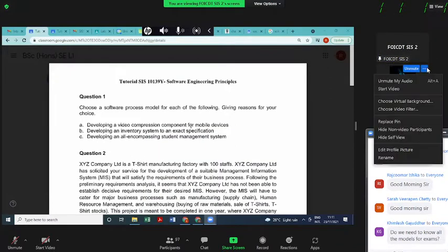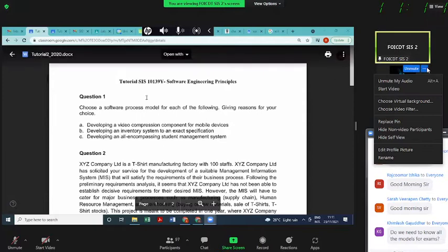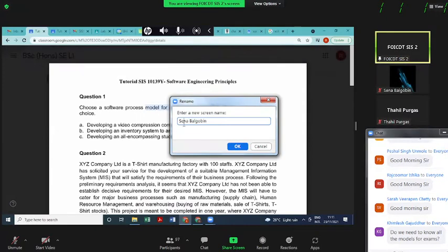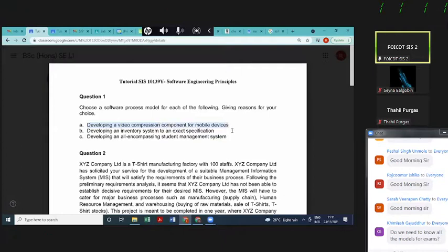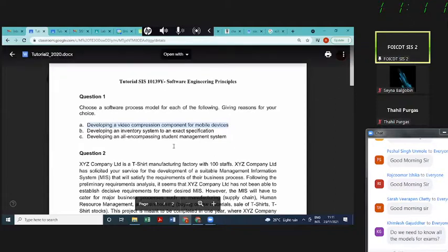Yes. Okay, so question number one: choose a software process model for each of the following and give reasons for your choice. If I have to develop a video compression component for mobile devices, if we try to understand the context, and of course these questions take some time to work out, which methodology are you going to use? Let's hear from you.